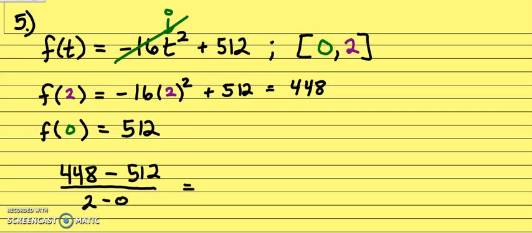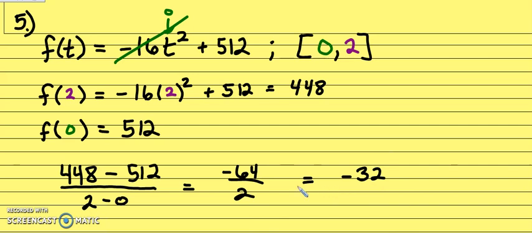So our setup is 448 minus 512 over 2 minus 0, which is negative 64 over 2, which is negative 32. Now, what are the units? Remember, this is a rate. It's an average rate, but it is a rate.